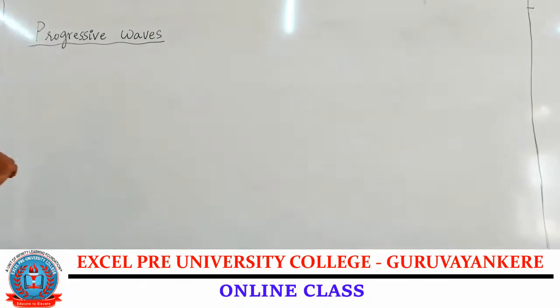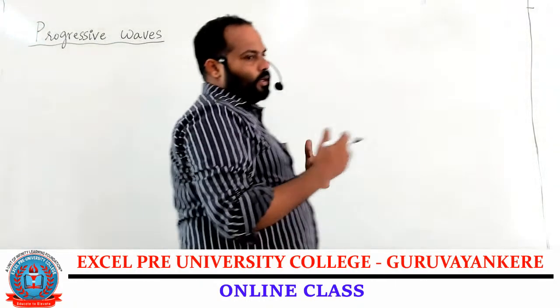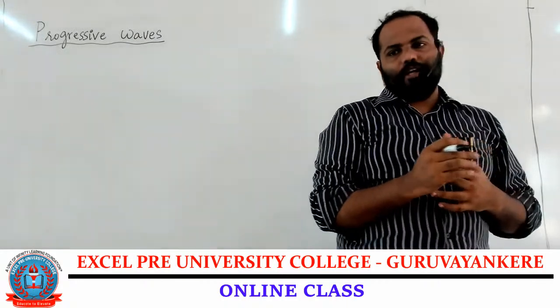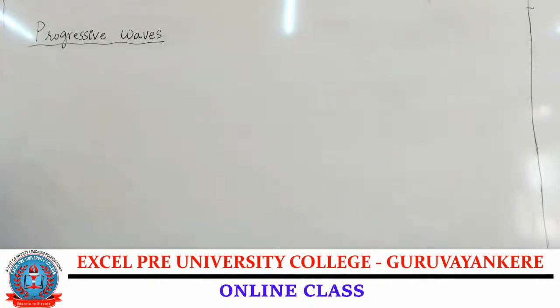Progressive waves. So, progressive waves are the ones where the disturbance moves continuously through a medium. So, write down progressive waves.